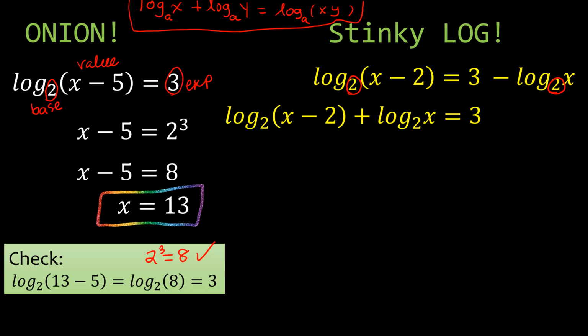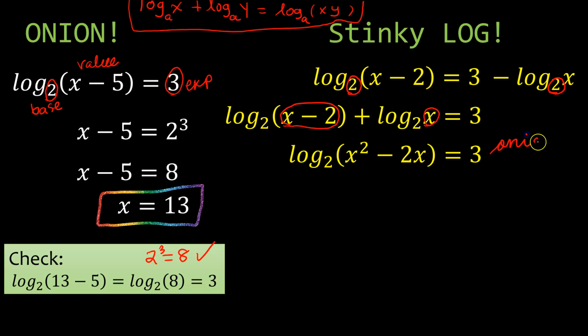So in this case, we will apply that property and say log base 2, and we will multiply the input, which would be x minus 2 multiplied by x. So you will have log base 2 of x squared minus 2x is equal to 3. And guess what? That now looks like an onion. So to undo log, we will use exponent. 2 to the third power is 8. So x squared minus 2x will equal 8.